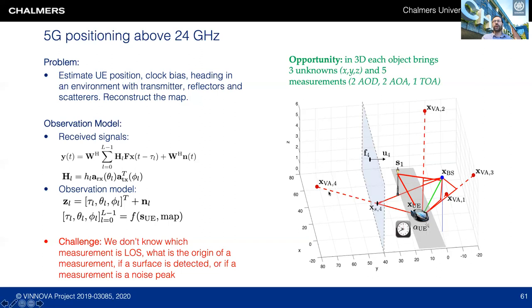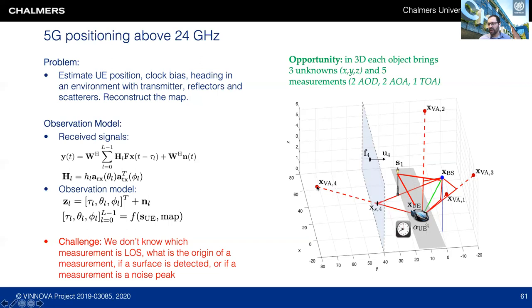So to describe the environment, we need to have a good definition of the state of the environment. And the way that we do this is by small objects we represent by their position, and large objects we represent by so-called virtual anchors. So this virtual anchor is the reflection of this base station with respect to this wall. And this is a fixed point in space.